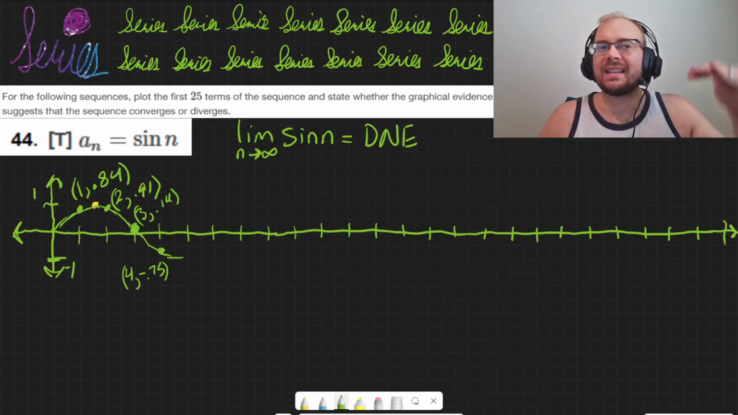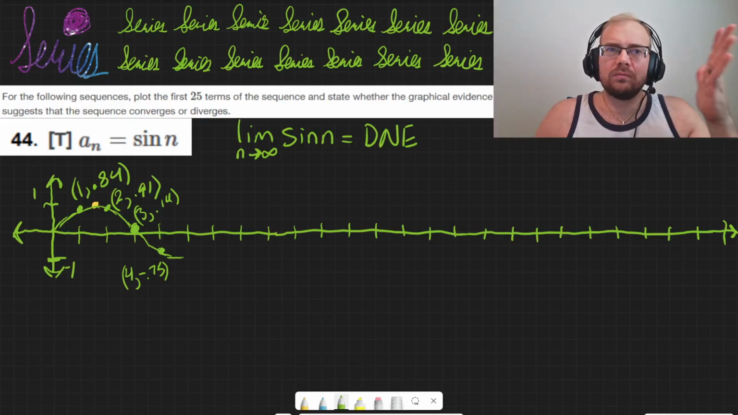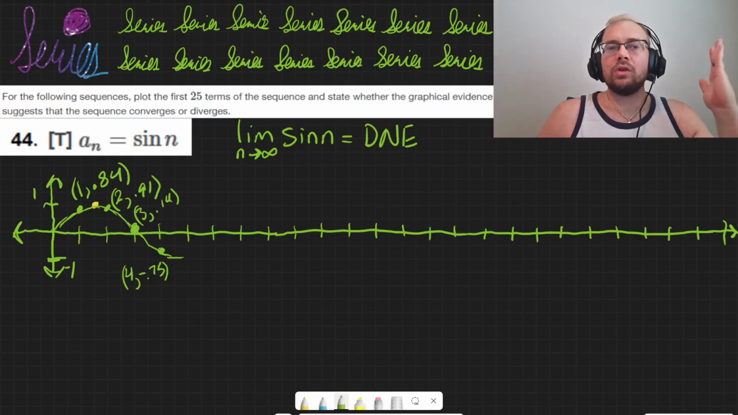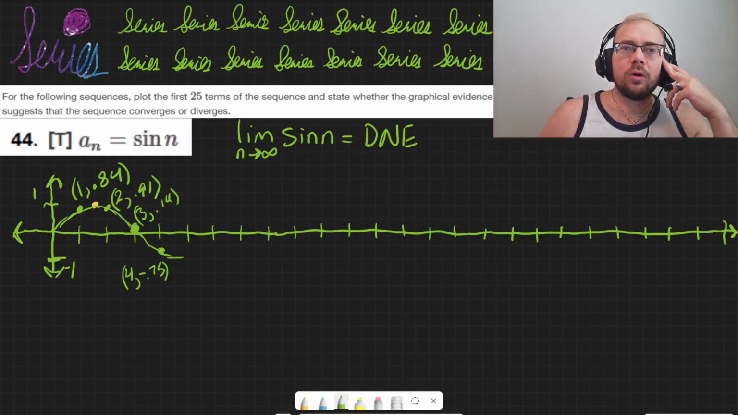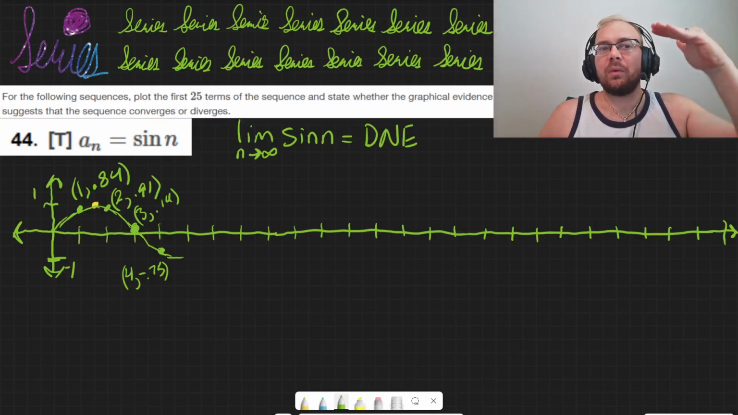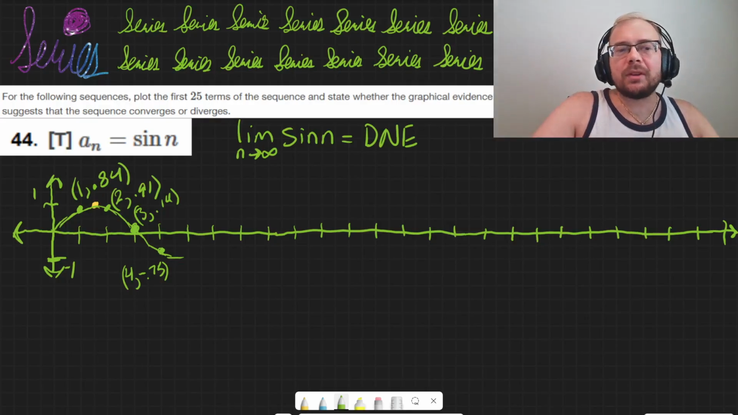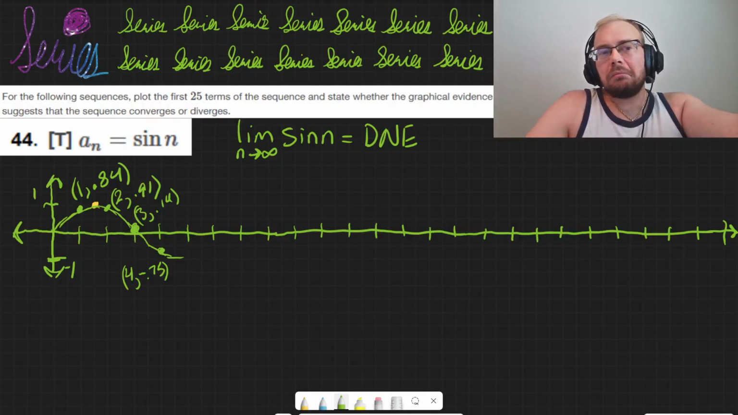And that's kind of what's happening here. It's like an unimpeded light wave. It's just going to continue to shoot out into the universe forever and ever. So the limit isn't going to be any particular thing, because the light wave could be at the top, could be at the bottom, or anywhere in between. And that's pretty much what they're going for. So you would plug in the rest of the values, and that's basically it.